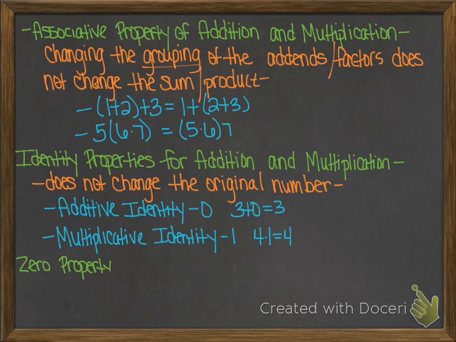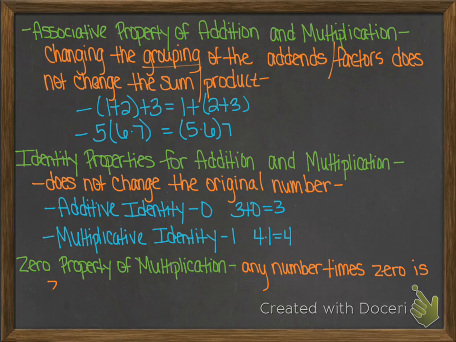The next property is the zero property of multiplication. And what that is, any number times 0 is 0. This is something we know. We're just putting a property to it. So 5 times 0, that always will be 0.